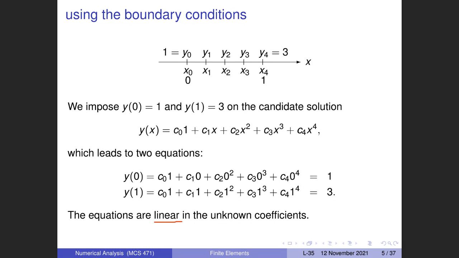And you can see that this actually eliminates already C1. So the first boundary condition is very special. It says that y at 0 equals 1, and we have a polynomial. This makes the constant coefficient have to be 1. So in a way, if we compute something, that's important.